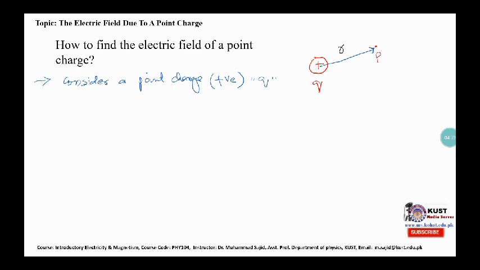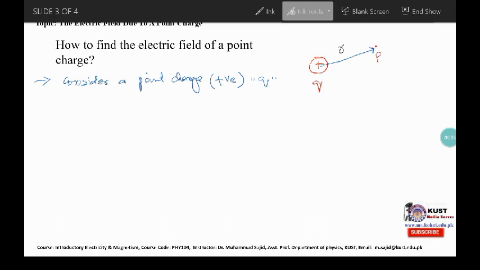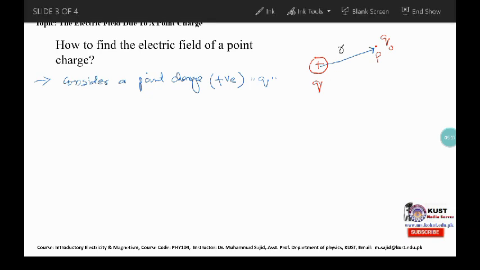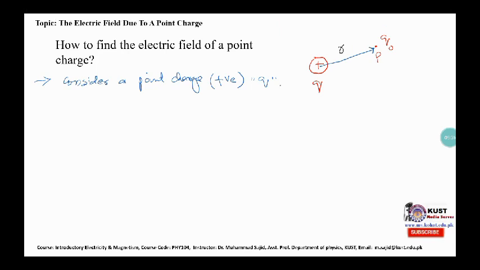So what we have to do, we have to place another charge, and that charge we call the test charge, which we denote by Q naught, following the convention of this book, your textbook. So let's say we place this charge Q naught at point P, and we have to find the electrostatic force between the charge Q and charge Q naught. So the electrostatic force between Q and Q naught.